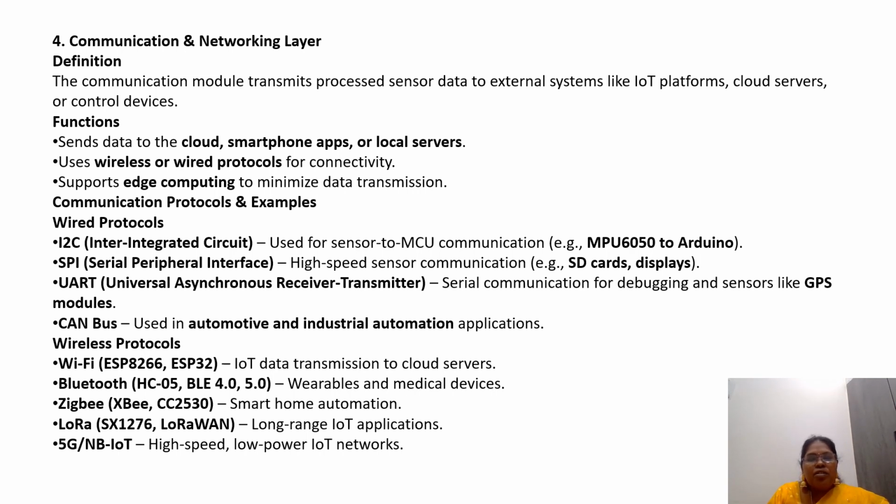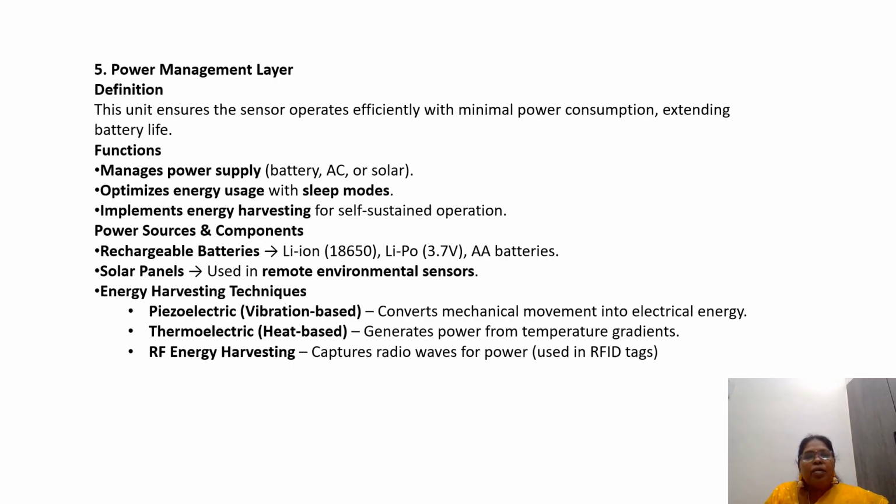And for wireless protocols, you have Wi-Fi nowadays. ESP32 is a Wi-Fi module, so it will take the IoT data transmission to the cloud servers. Then we can also have Bluetooth for wearable and other medical devices. Zigbee is used for smart home automation, and LoRa for long range IoT applications. LoRa means long range. And 5G for high speed; nowadays we have 5G networks. These are some of the communication networks.